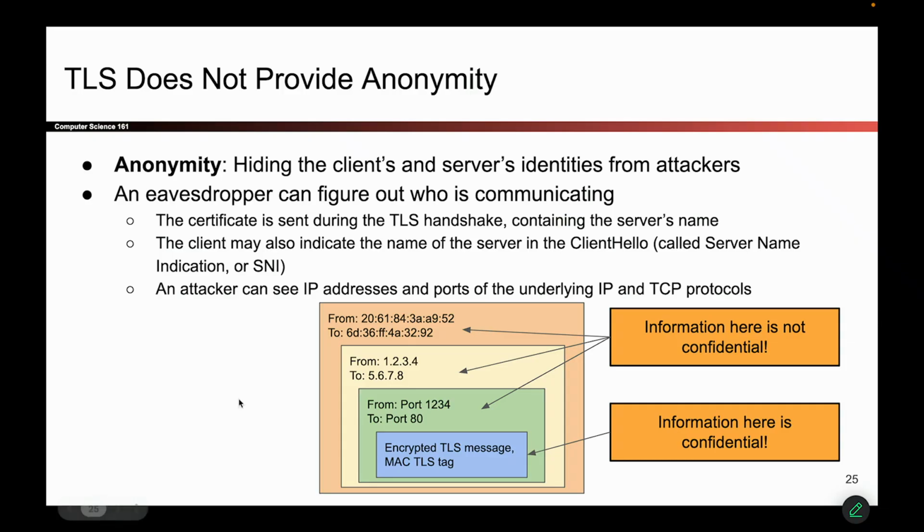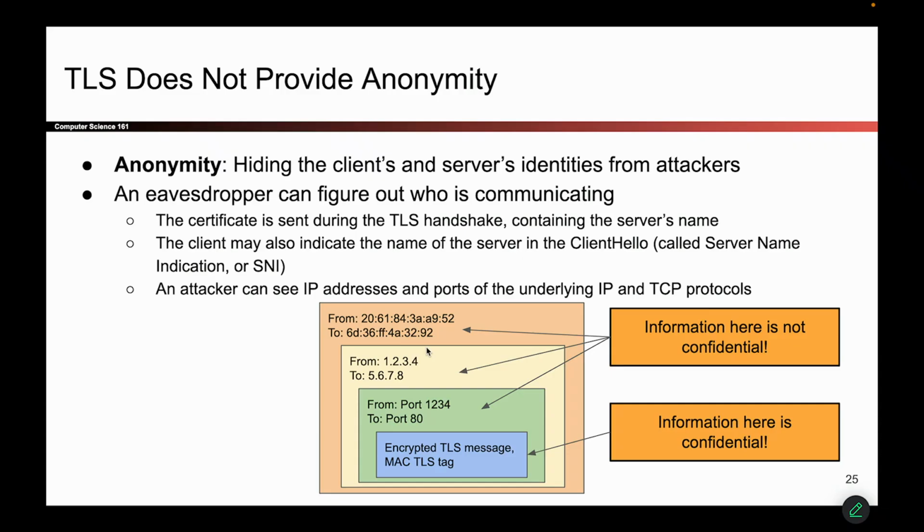And the reason why it doesn't provide anonymity is because TLS is still built on top of lower layer protocols like TCP, IP, and Ethernet at layer 2. So what that means is even if all of your TLS payload is encrypted and MAC'd, and the attacker will never figure out what's in this blue box, you're still wrapping that message around an unencrypted TCP header, and then you're wrapping an unencrypted IP header around that, and then you're wrapping an unencrypted layer 2 protocol around that.